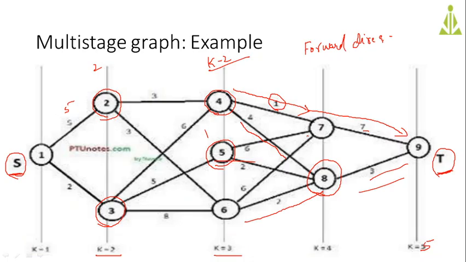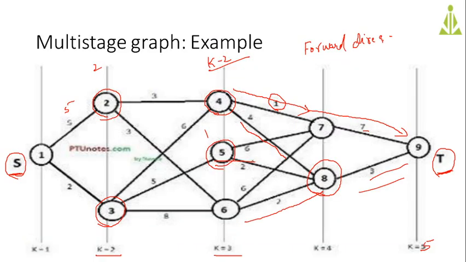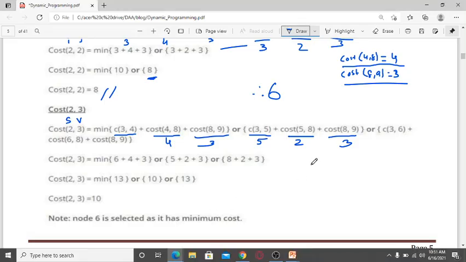What is 5 comma 8? The formula is, we got the answer is 2. What is the weight of 5 comma 8? Is 2. Cost of 8 comma 9 is 3. Okay, here 3, here 4. Next, we completed this 4 and 5. Now the remaining is the sixth one.